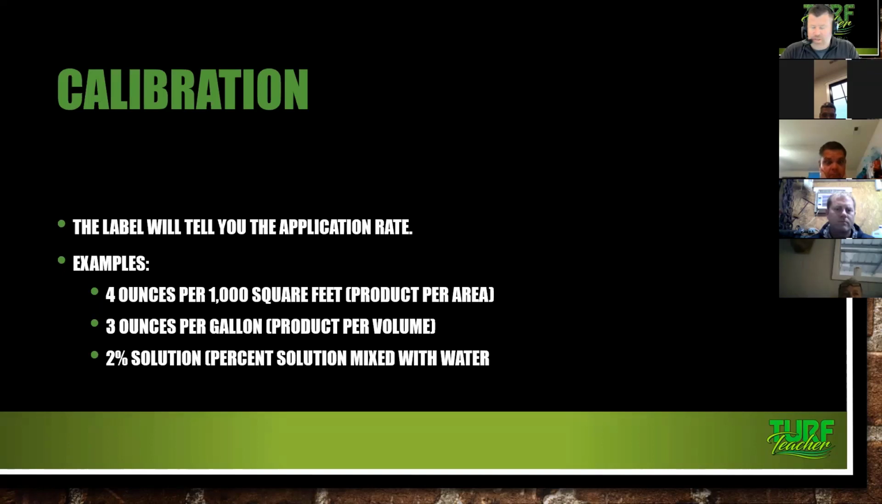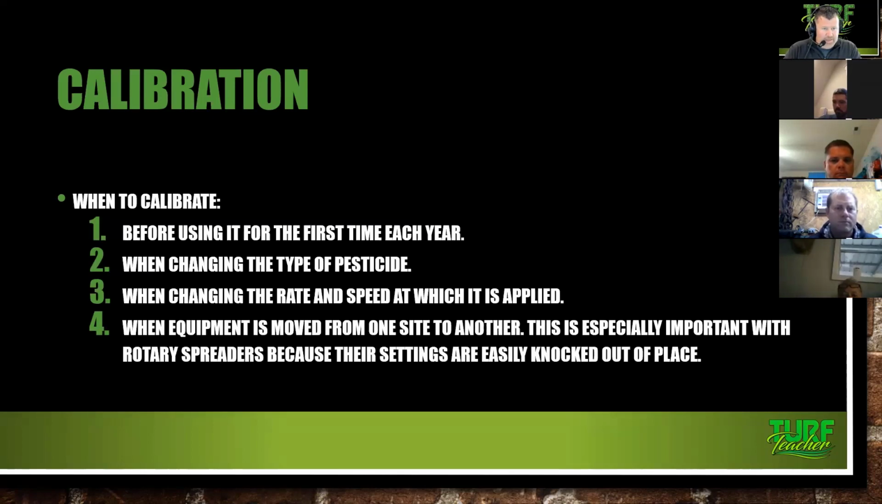The label will tell you the application rate. We're going to see it either like 4 ounces per gallon or 4 ounces per 1,000 square feet. I love that. 3 ounces per gallon, product per volume. That's like if we're mixing up some Roundup, doing some spot spraying or whatever. Or we may see a 2% solution, and this is the percent solution mixed with our water. And so when to calibrate: before using it the first time each year, changing the type of pesticide, changing the rate and speed at which it's applied.